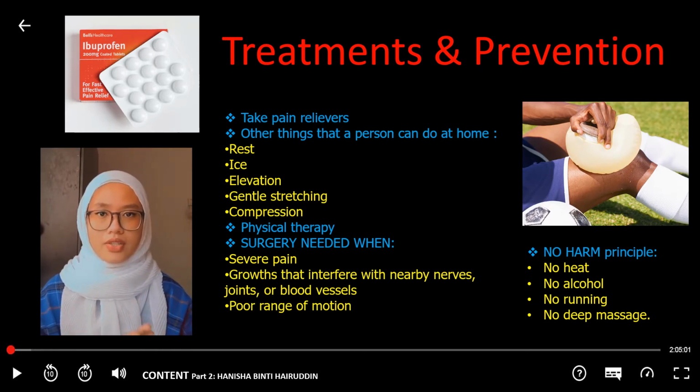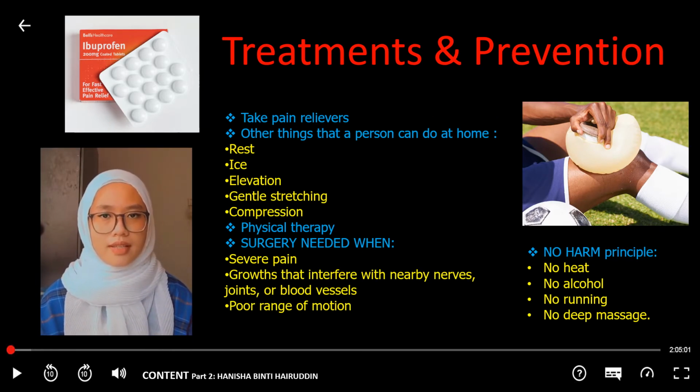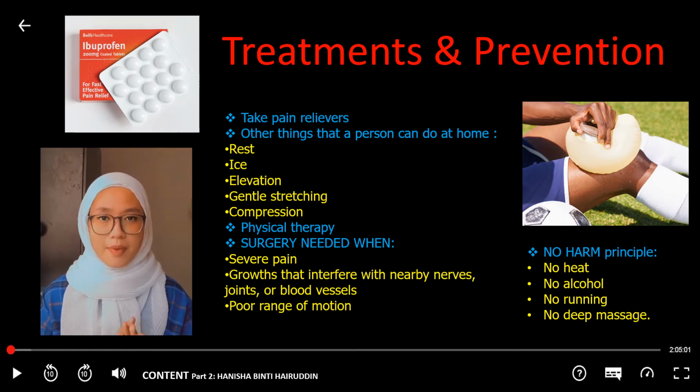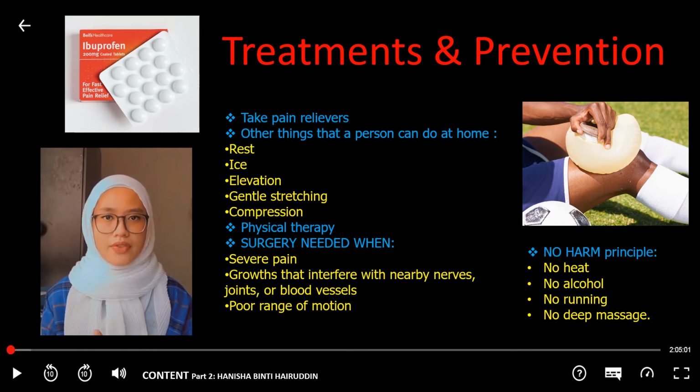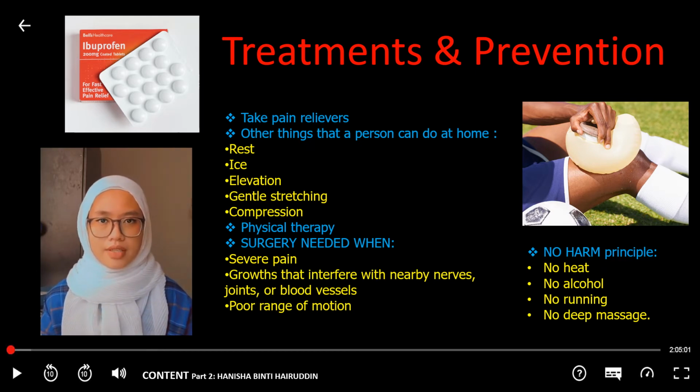Next, for the treatments and preventions of myositis ossificans, we can take a pain reliever such as naproxen and ibuprofen. These medications can help to relieve the discomfort. Next, there are a few things that we can do at home.